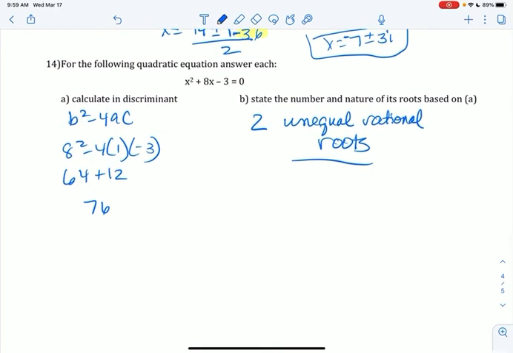All right, and the last one, I just want to find the discriminant. Remember, my discriminant is b squared minus 4ac. The discriminant doesn't tell me the roots, but it tells me about the roots. This discriminant is 76, so that means that my roots are real, but they are irrational. I'm not sure why I wrote rational here, because 76 is not a perfect square, so they should be irrational. Okay, so I have two unequal irrational roots.